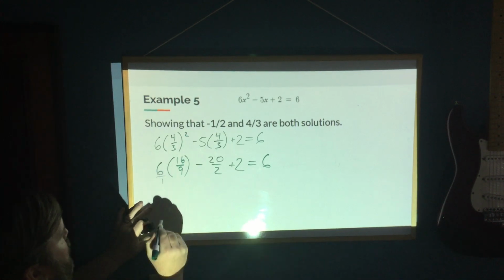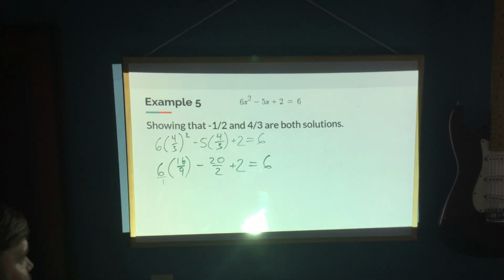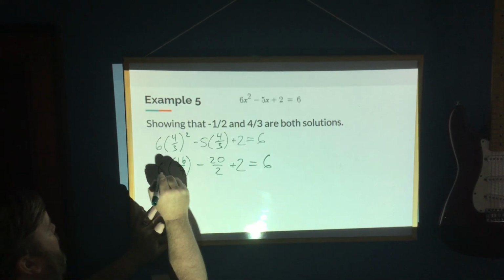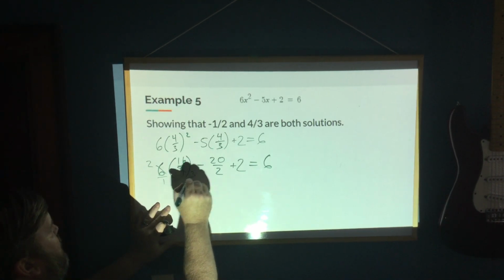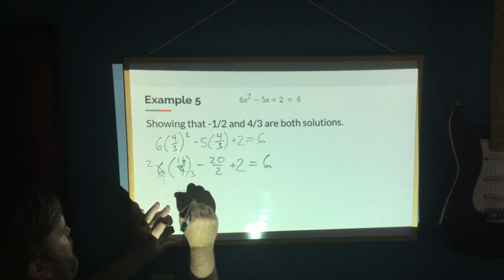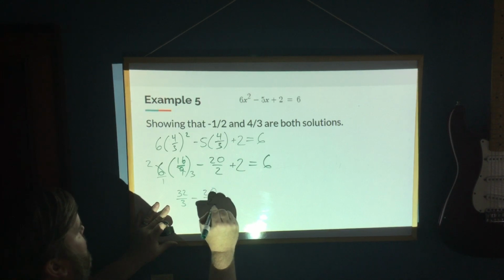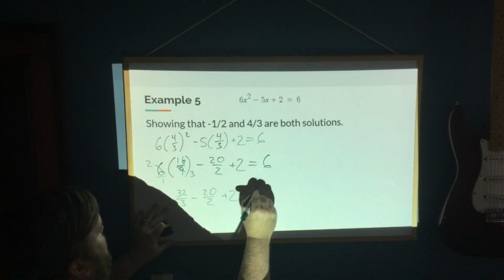Put that over 1. Now, when you're multiplying, you can reduce any numerator with any denominator. So that goes in twice, that goes in 3 times. That'll give me 32/3 minus 20 halves plus 2 equals 6.